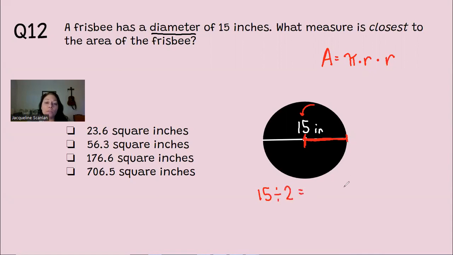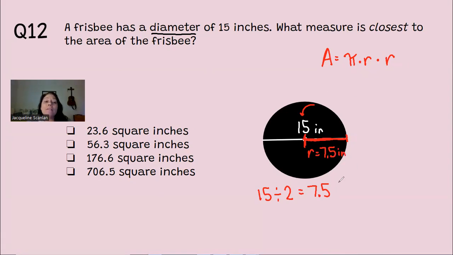You could use your calculator for that. You could do long division. In this case, my radius is going to be 7.5. Okay, so I have now found out that my radius is 7.5 inches. I'm then asked to find the area.